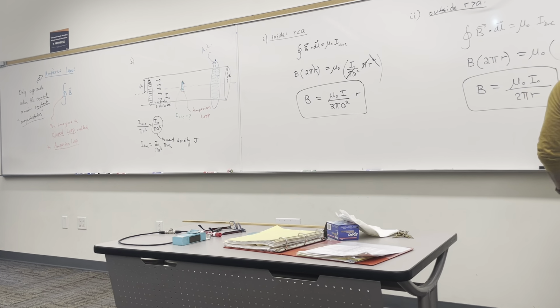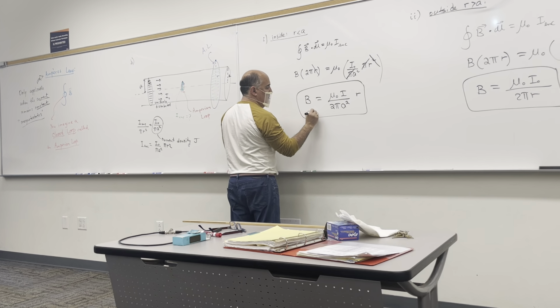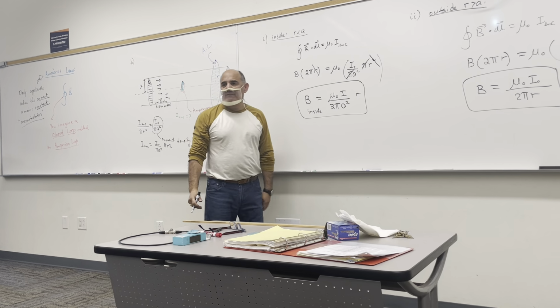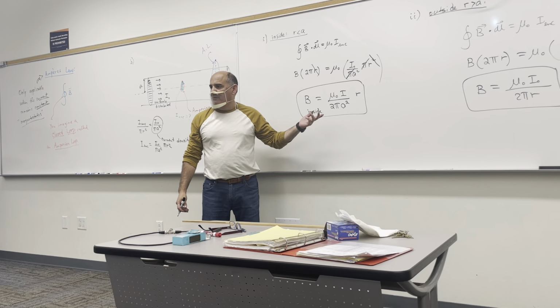So now if I sketch a graph of the magnitude of the magnetic field as a function of distance, right? Any value of R over here is inside the wire. And everywhere over here, we're outside the wire. Well, this is the expression for the magnetic field inside. So as a function of distance R, what is this? A circle, a parabola, a hyperbola, what is this?